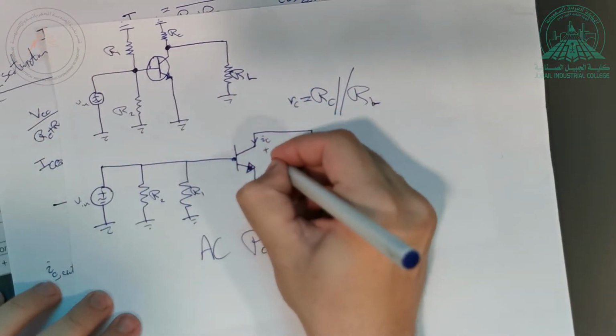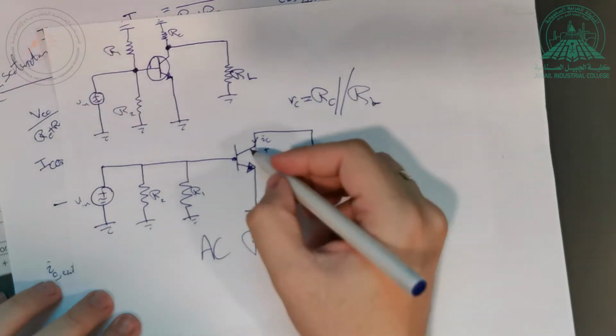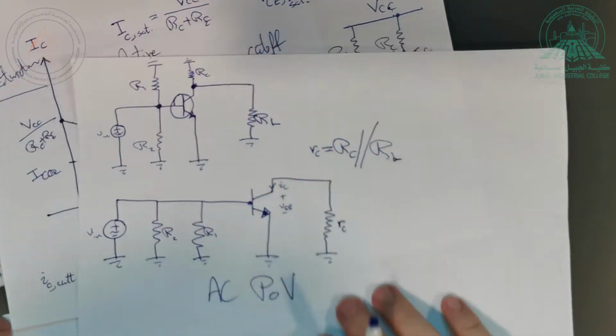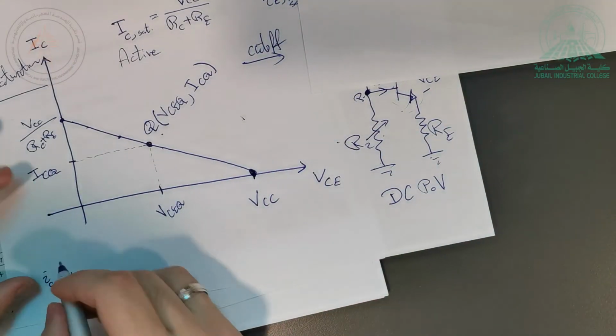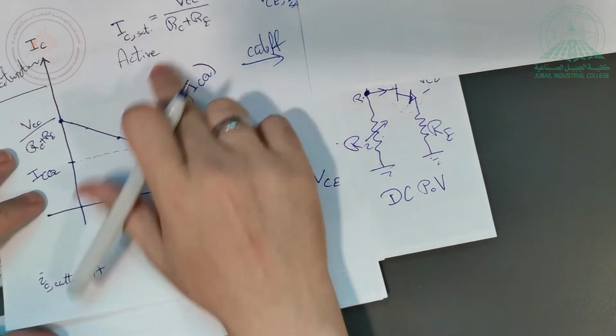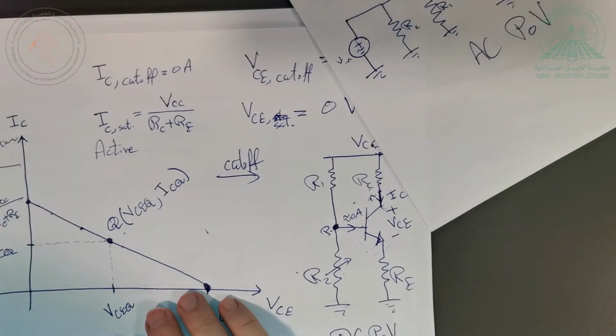IC, and this is VCE. Yeah, this is VCE small. Small means AC again. When this is cut off, it means open circuit. So how much is this current? Zero. Cut off means there is no current at all. Regardless of whether it is DC or AC, this is 0 ampere. Just like the DC load line.